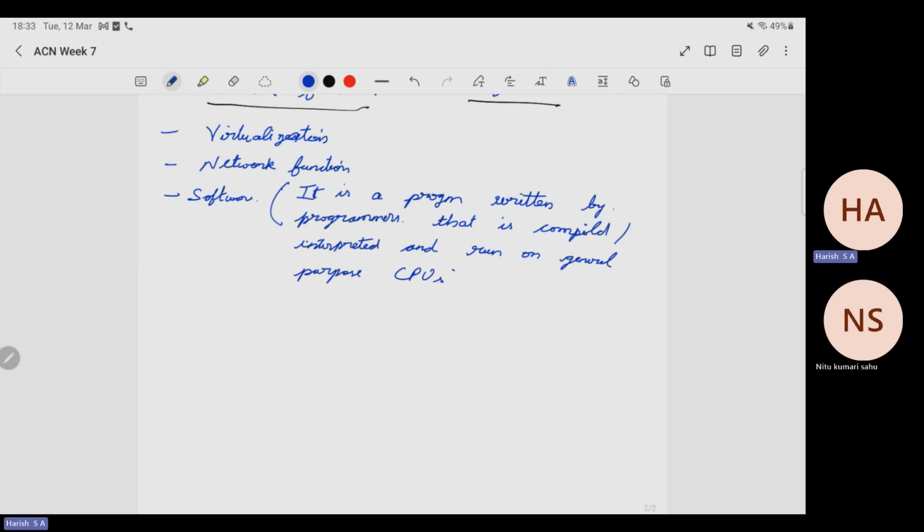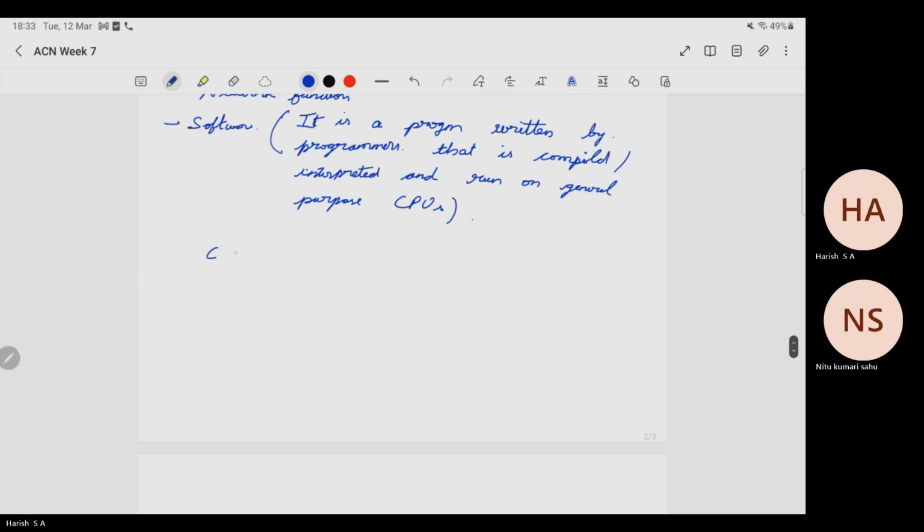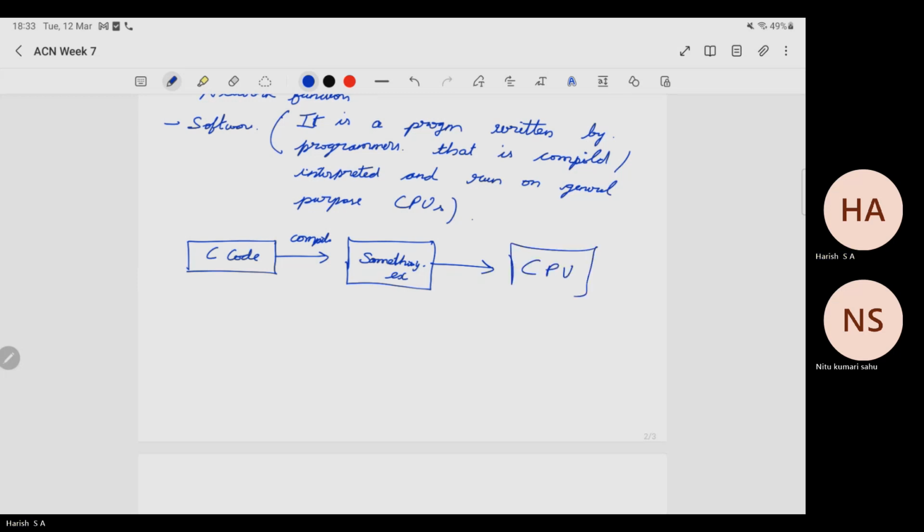CPUs. Okay. So for example, you write some C code. The C code is compiled and it becomes an executable, correct? And this executable runs on your CPU. Right? So because all of this is running on general purpose hardware and this CPU is general purpose.